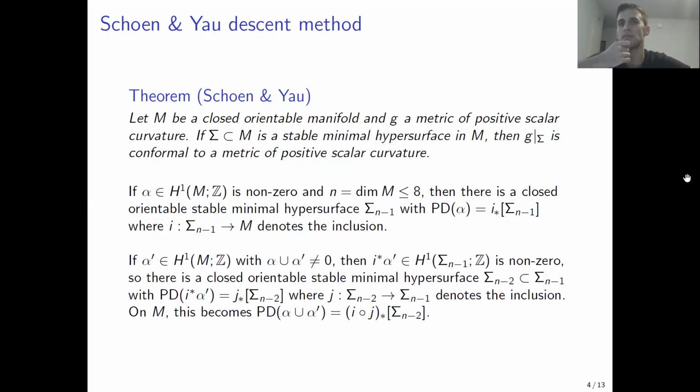Now if you take another cohomology class, alpha prime, whose cup product with the original one is non-zero, so in particular alpha prime is different than alpha, then when you pull back this new class to the hypersurface, it's non-zero, and you can repeat this process. So you can find a stable minimal hypersurface, sigma n minus 2, inside of sigma n minus 1, whose Poincare dual is the pullback of this form. And then you can move this all onto the original manifold M, and what you see is that this codimension 2 manifold you've constructed is Poincare dual to the cup product of these two degree 1 classes. In particular, this homology class is non-zero.